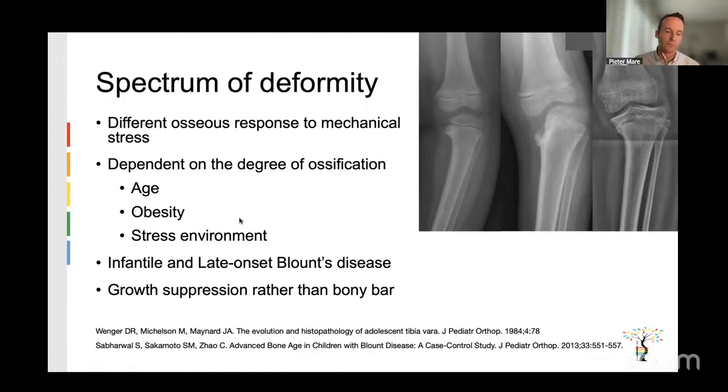dysplasia. In neither of these images do we see a distinct bony bar, and that's been our experience as well. Mostly these children that we see don't have a distinct bar until close to skeletal maturity, and it's rather a condition of growth suppression rather than something that's easily addressed by excision.